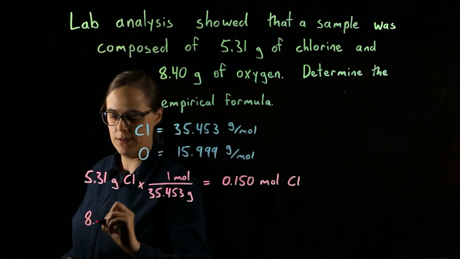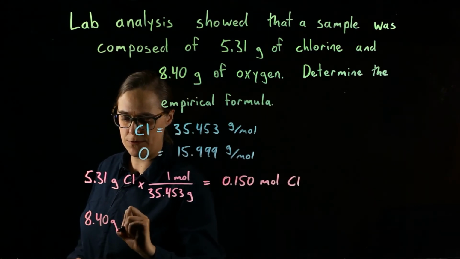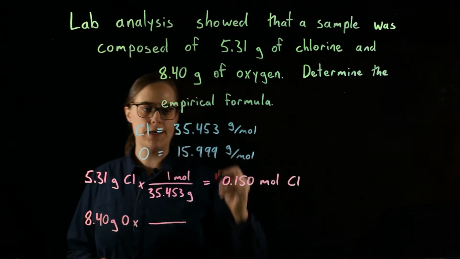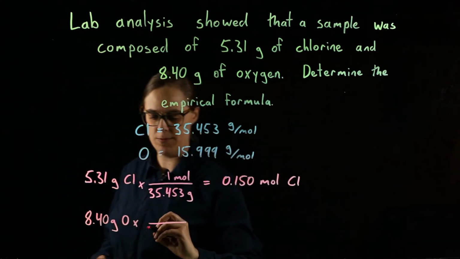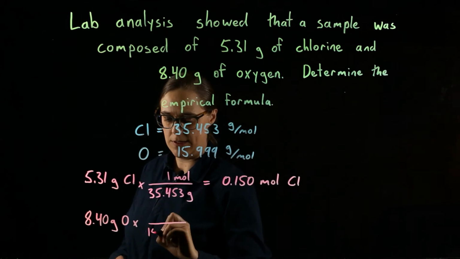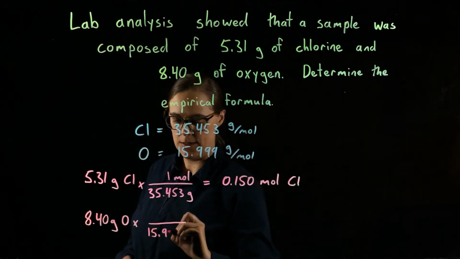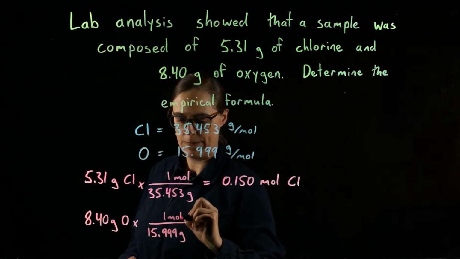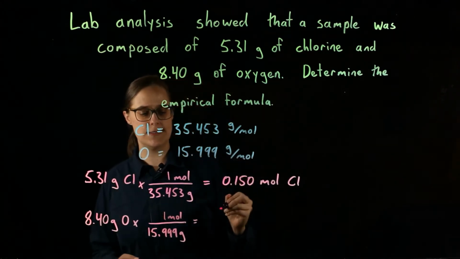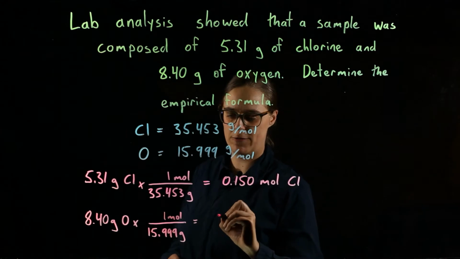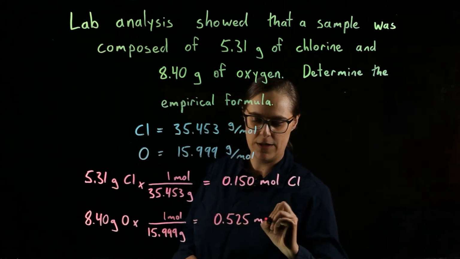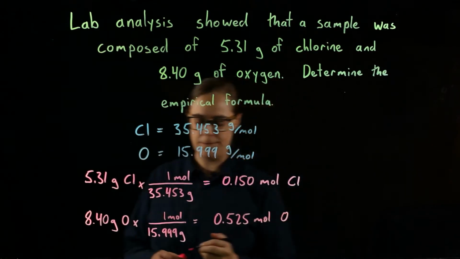Now we need to do that same calculation but for oxygen, starting with our 8.40 grams of oxygen. I'm going to need to divide by my molar mass of oxygen from a periodic table, divided by 15.999 grams per mole. And I get 0.525 moles of oxygen.